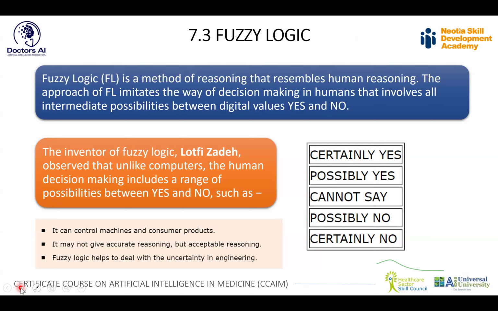I promised you I will tell you a little bit about fuzzy logic, because I believe that fuzzy logic is where a lot of AI models will be working and revolving around. Fuzzy logic is a method of reasoning that resembles human reasoning. It imitates the way of decision making in humans that involves all intermediate possibilities between the digital values of yes and no. So it can be a certainly yes, a possibly yes, cannot say, possibly no, and a certainly no. The inventor of fuzzy logic observed that unlike computers, human decision making includes a range of possibilities between yes and no.